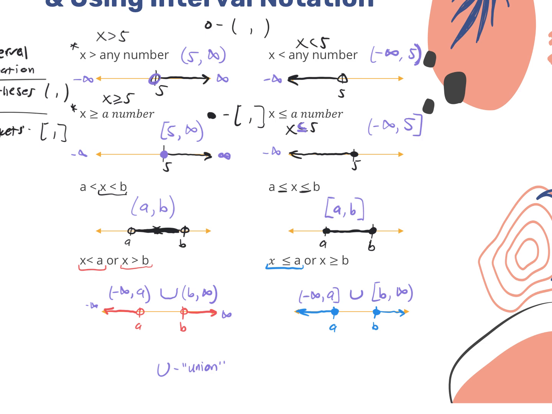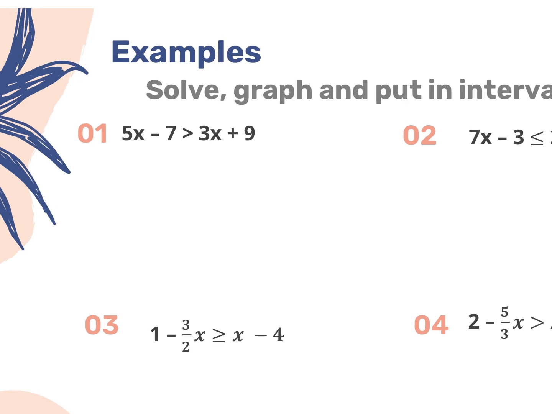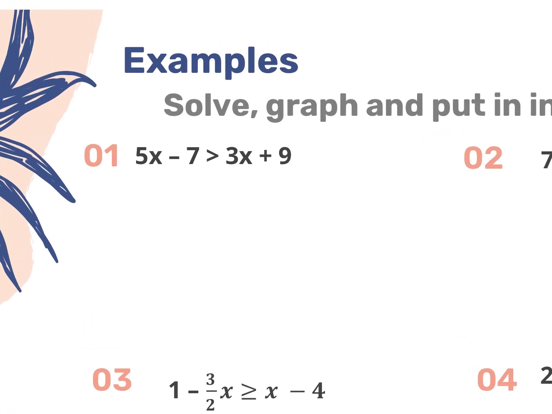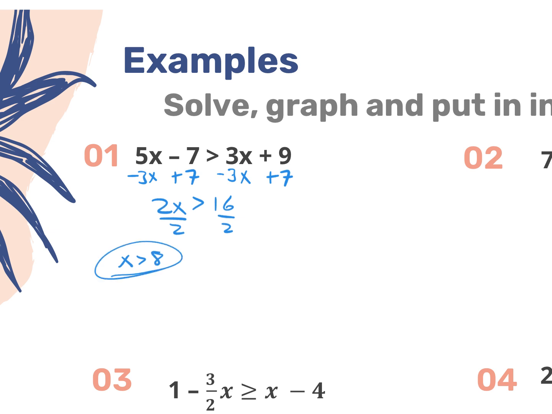Now let's practice some examples so that we can get used to this. All right, so let's look at the first one. We're going to solve, graph, and put it in interval notation. Now solving is the easy part. It works the exact same way as it would with a linear equation. Let's get the x by itself and get our constants to the other side. So we get 2x is greater than 16. And then we divide both sides by 2. We get x is greater than 8. So this is our answer as an inequality statement.